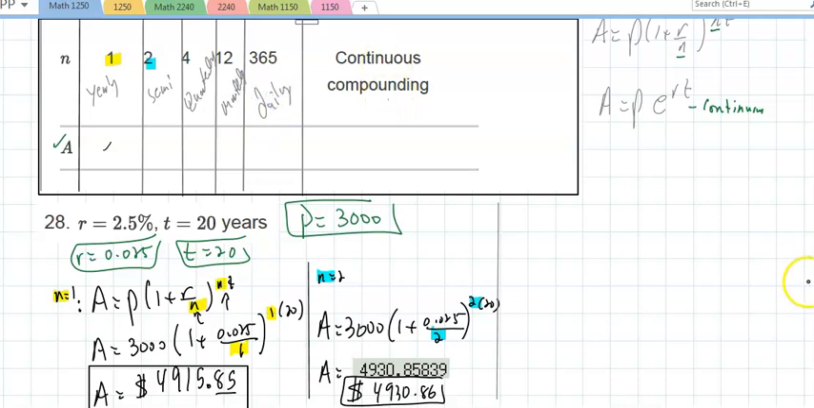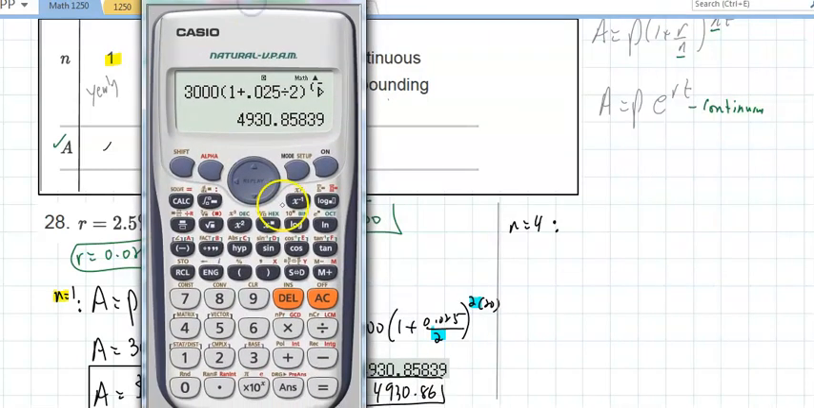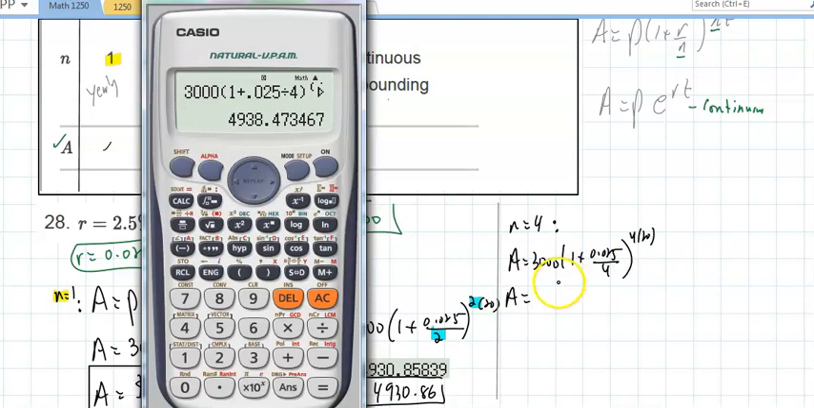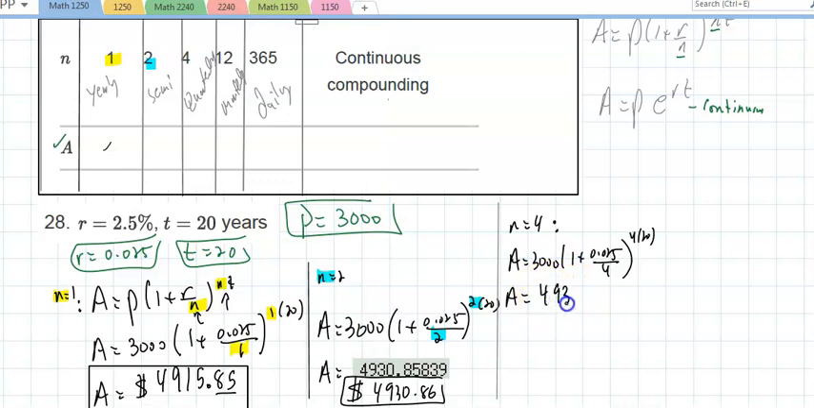So when I go to n equal 4, do you see that I'm not going to write the formula now? I'm just going to go to the actual application and say, hey, look, go back and put a 4 right there and a 4 right there. Delete, put a 4 right there. Equal, there it is. So A will equal 3,000, 1 plus 0.025 over 4 raised to the 4 times 20. And the amount would be $4,938.47.